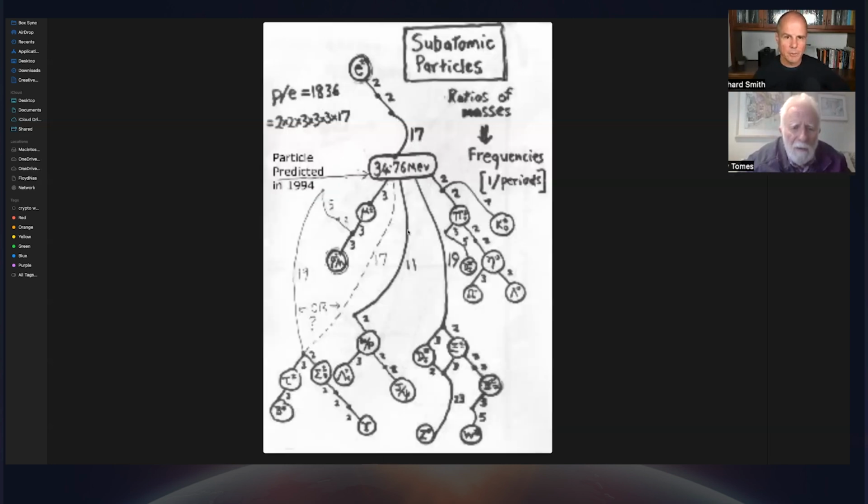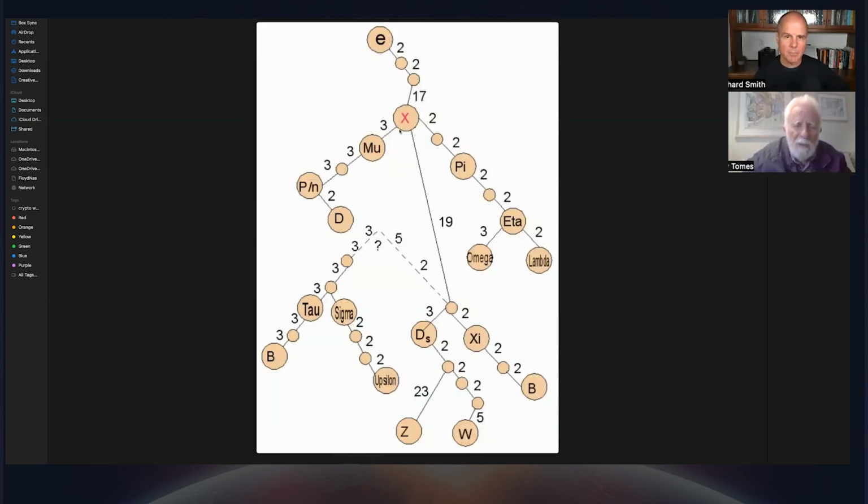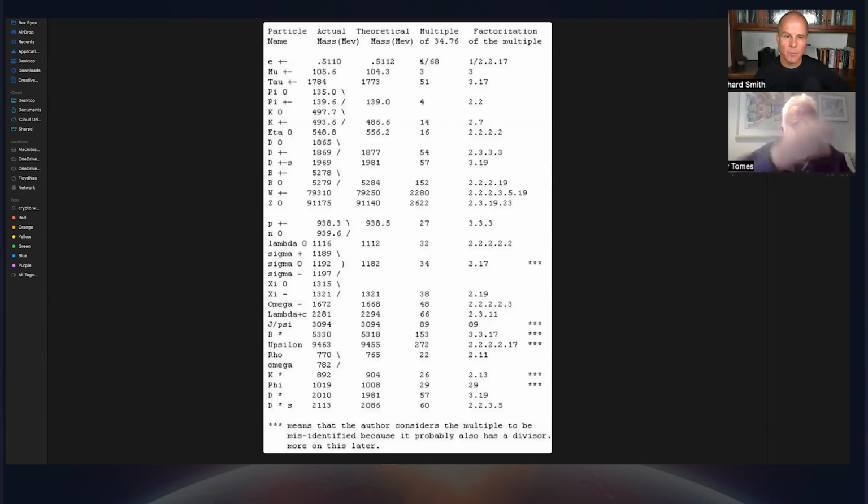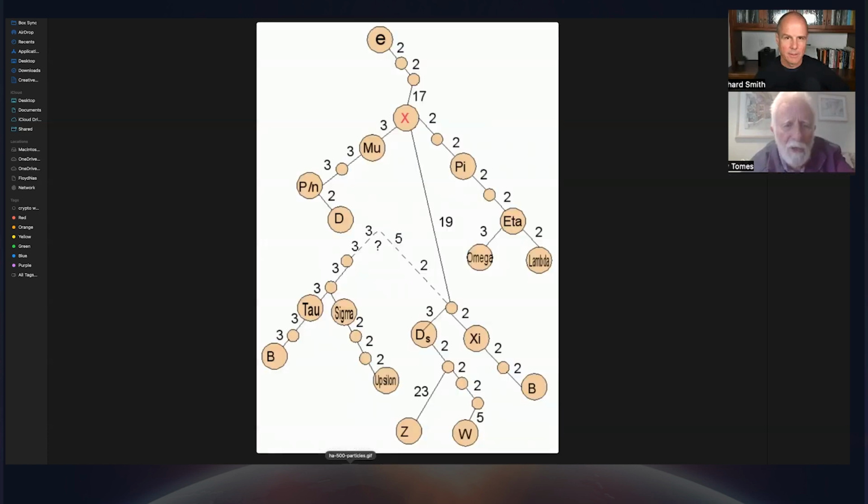Just going back to this was the particle that you predicted that hadn't been discovered. That's the correct X particle here. And why did you predict it to be 34.76? Because it's 68 times an electron and 1/27th of a proton. 2 times 2 times 17? Yeah, that's right. So 68 times that. And 1/27th of a proton. Notice that's 3 times 3 times 3, so 1/27th of a proton. And notice that 68 times 27 gives you 1836, which is the electron to proton mass ratio.